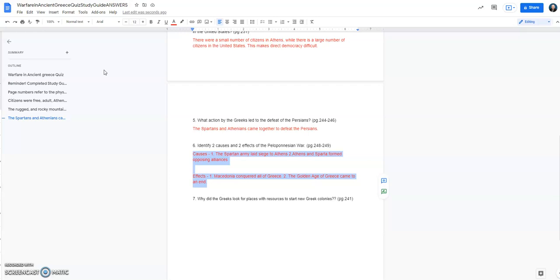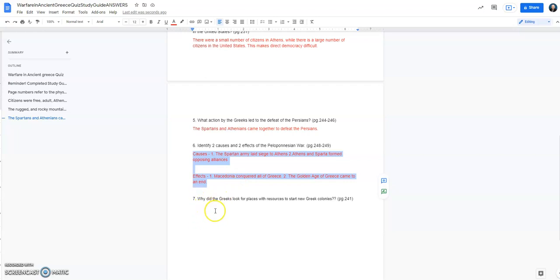And then what results with that is the Macedonians end up conquering all of Greece. So you have the Macedonians who are north of Greece, led by a guy named Philip. He comes down and he conquers Greece, and later his son will become one of the greatest conquerors in the world. That will be Alexander the Great. So the Macedonians end up conquering Greece, led by Philip and his son Alexander.